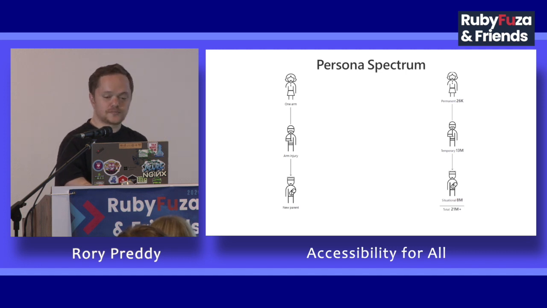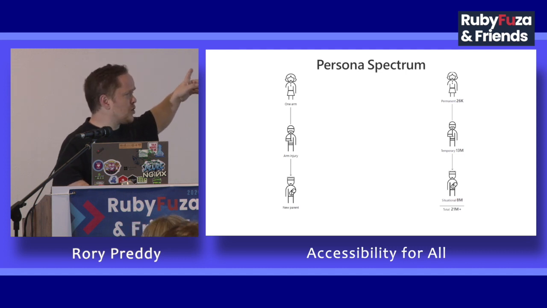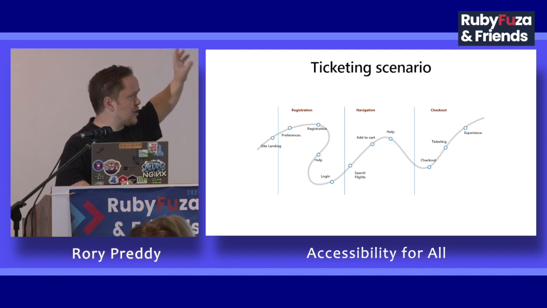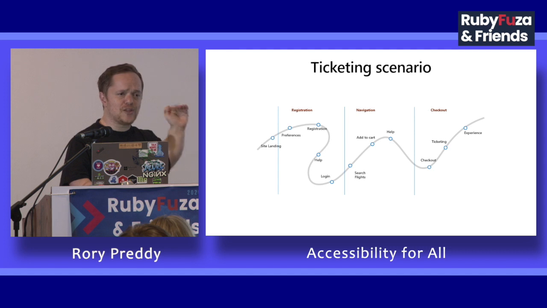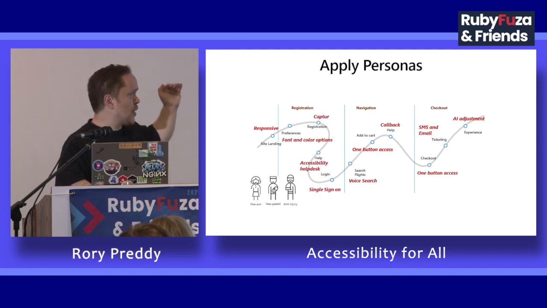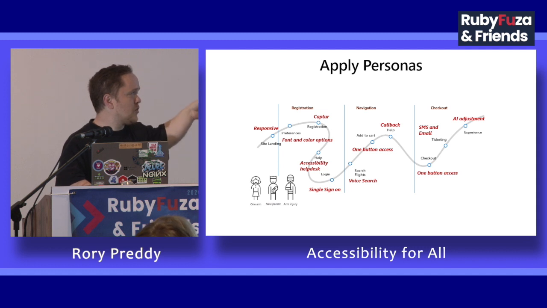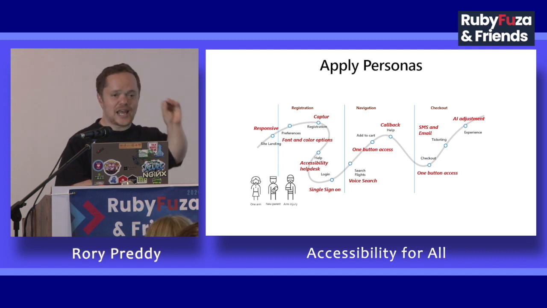Stick and carrot. So once you have your persona spectrum, this is a ticketing scenario to actually go in on a website and buy a ticket. You can see there we've got the registration, navigation, and checkout. You take your persona spectrums, you superimpose them, and the entire world changes. Instead of having the normal process, when you have your landing, you have a responsive design. Capture, font and color options, accessibility help desk, single sign-on. On the navigation, you have a callback option, one-button access. And then checkout, SMS and email, one-button access, and then AI adjustment.